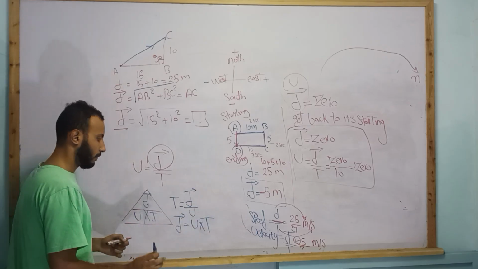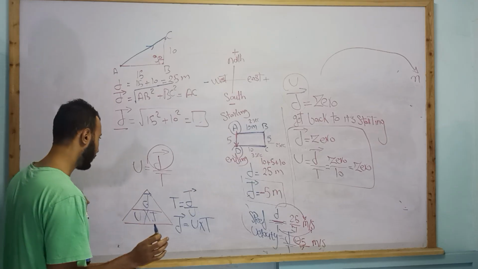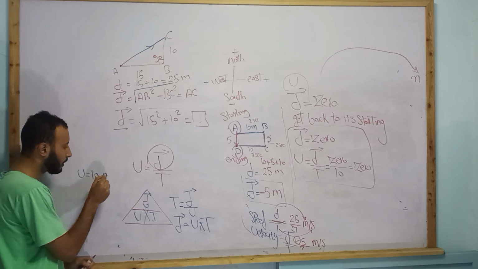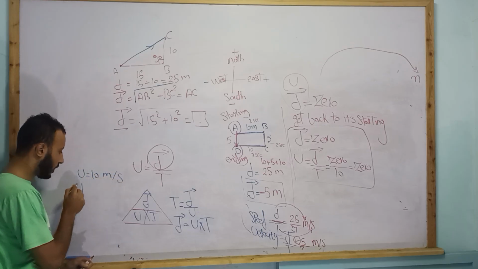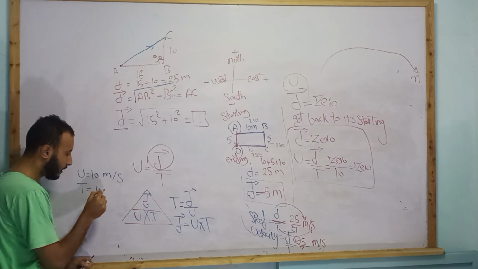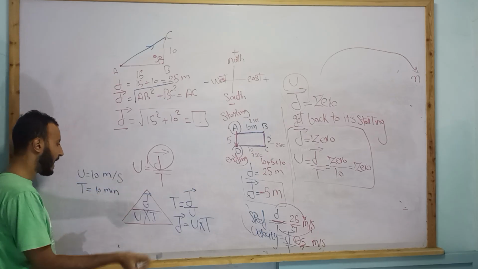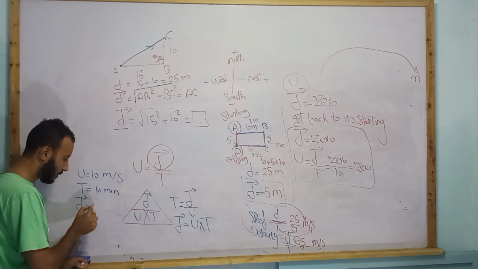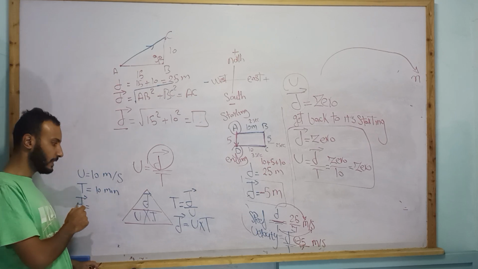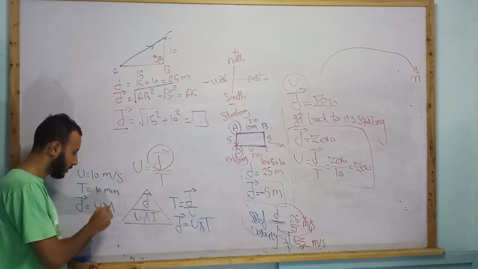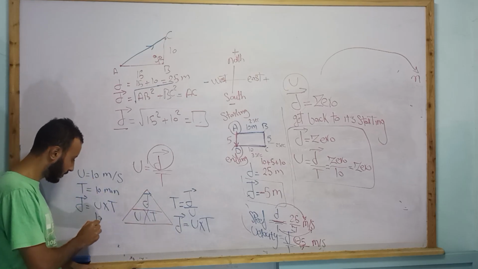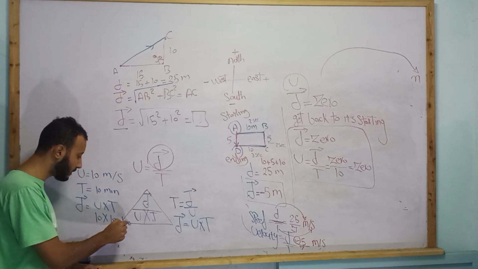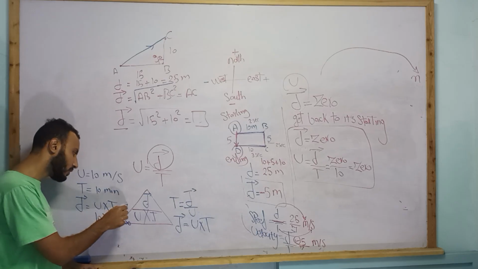But don't forget that. For example, if the velocity v was 10 meter per second and time was 10 minutes, and I'm asking you about the distance or displacement. Okay? So you would say displacement equals v times t. V is equal to 10, and t is also equal to 10. And you will say it's equal to 100. Okay? So this answer is wrong.